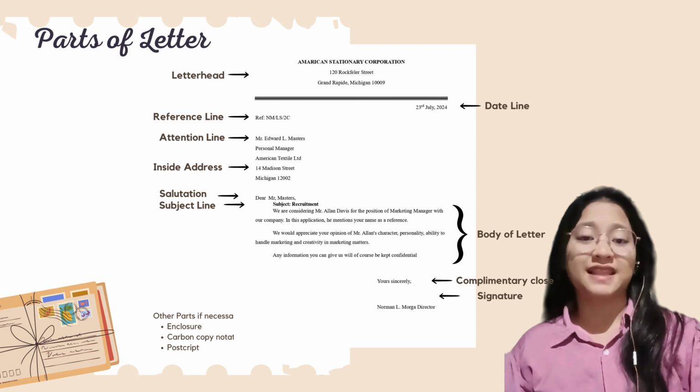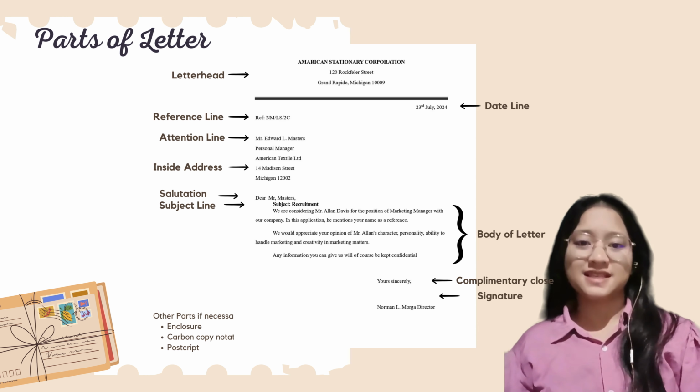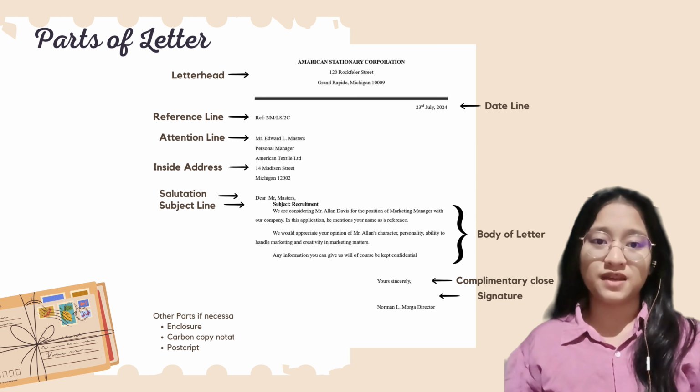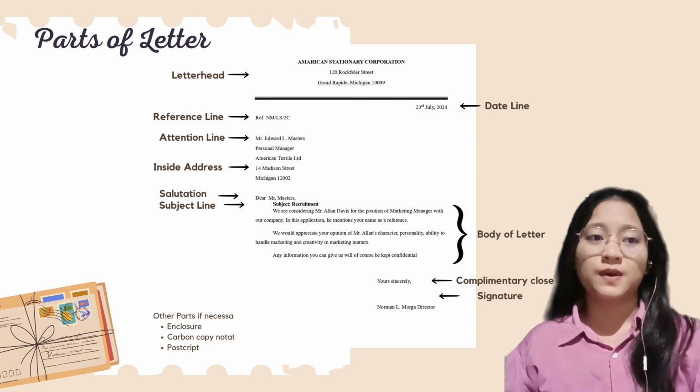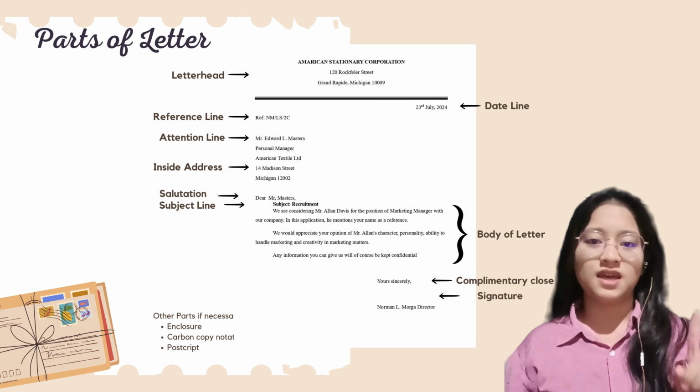The first part is the letterhead. Then we have the reference line, date, inside address, attention line, salutation, subject line, then the body of the letter that is divided into three parts. Then we have the complimentary close, the signature, enclosure, carbon copy notation, and the last part is the postscript.